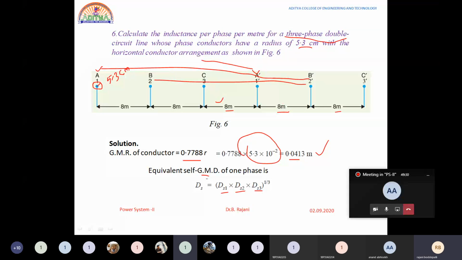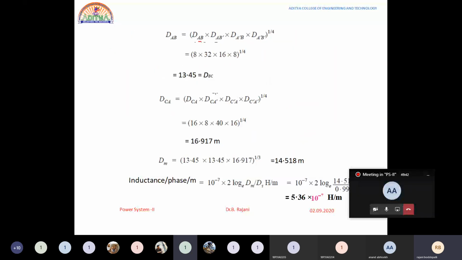B dash to B, what is the distance? 8 plus 8 plus 8. Well, how much is it? 24. Yeah, 24 is the distance. So, B dash to B is 24. Wherever we have B dash to B, it is 24.